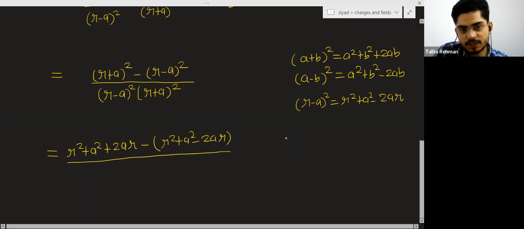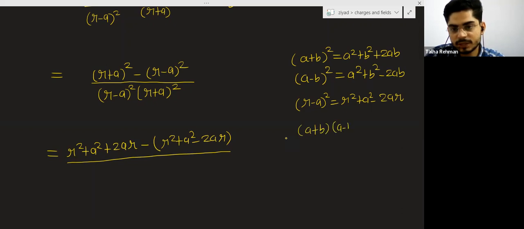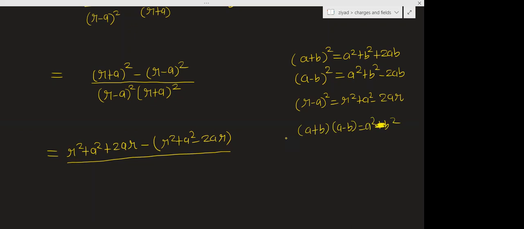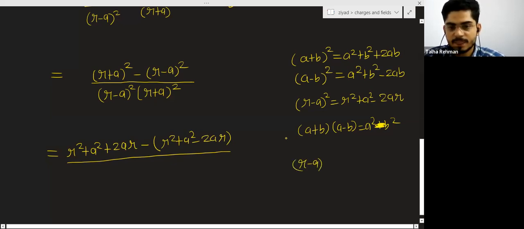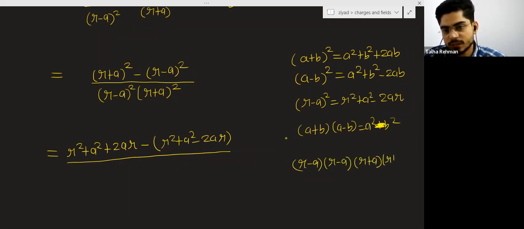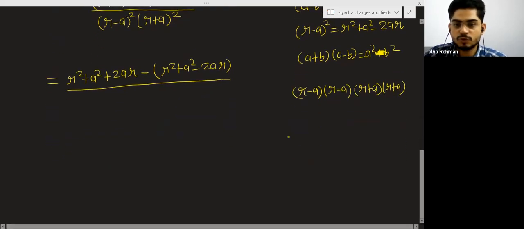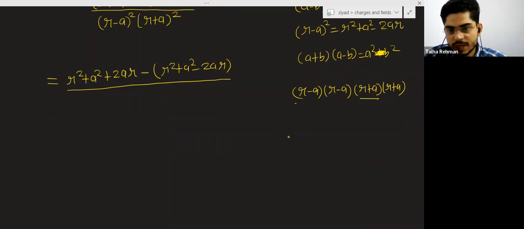And in the denominator, you know this formula: (A plus B)(A minus B) is equal to A square minus B square. So when you do this calculation, this is (R minus A) and (R plus A), so A plus B and A minus B, this will become R square minus A square.